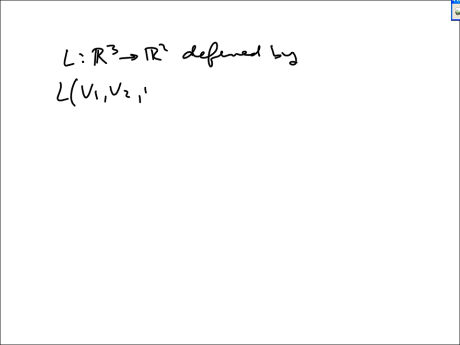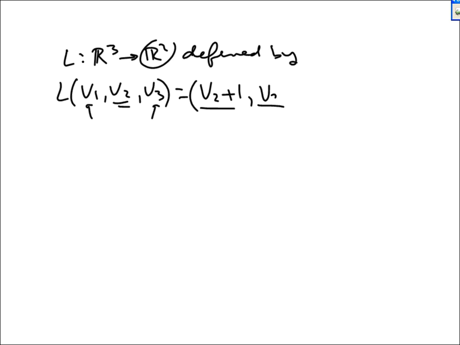Okay, so suppose we have another one. Suppose L is a mapping from R3 to R2 defined as follows. L of v1, v2, v3 is equal to, I don't know, the second component plus 1, comma, because I have to be in R2, I have to write two things, and then we'll say the third minus the first, v3 minus v1. That's how L is defined.